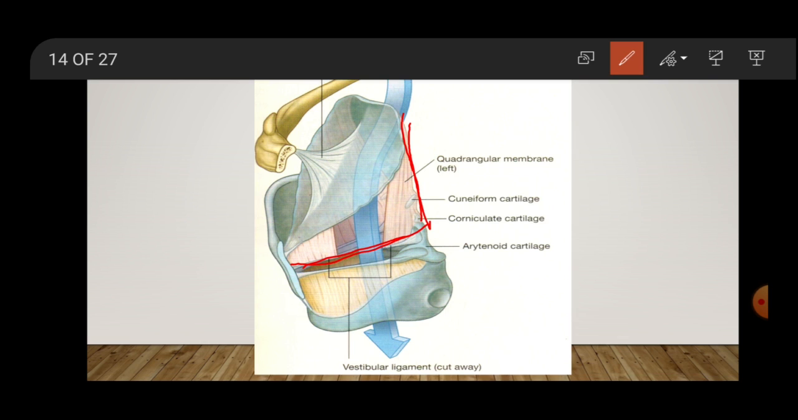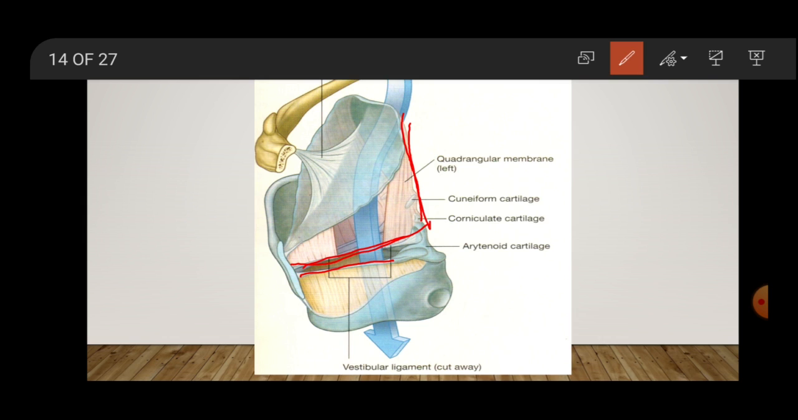So above the attachment of the vocal ligament, this is the attachment of the vocal ligament, you have this vestibular ligament, which is the lower free margin of the quadrangular membrane. Okay, so coming to the next intrinsic membrane, that is the cricovocal membrane.